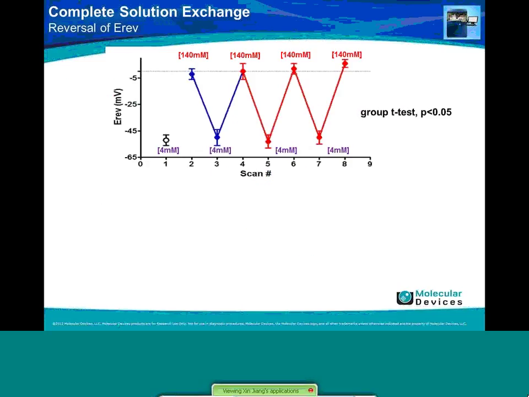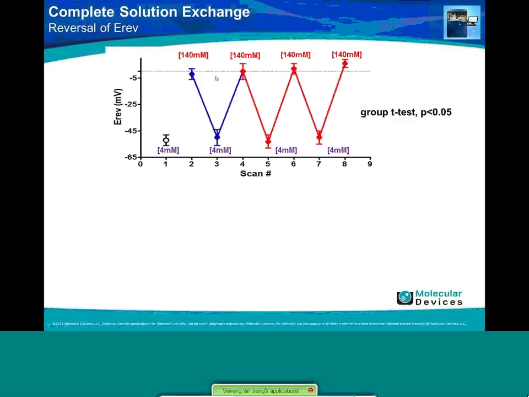So what does the result look like? This shows the reversal potentials measured at different external potassium concentrations. Starting from a low concentration of the external buffer, you have the reversal potential at a more hyperpolarized potential. Once you switch to high potassium buffer, which is equivalent to the concentration in the internal buffer, the reversal potential is about 0 millivolts, as predicted by the Nernst equation. And once you switch back, you have complete reversal of the reversal potential back to the original value, and you can do this multiple times. In this case, we have done it 7 times.